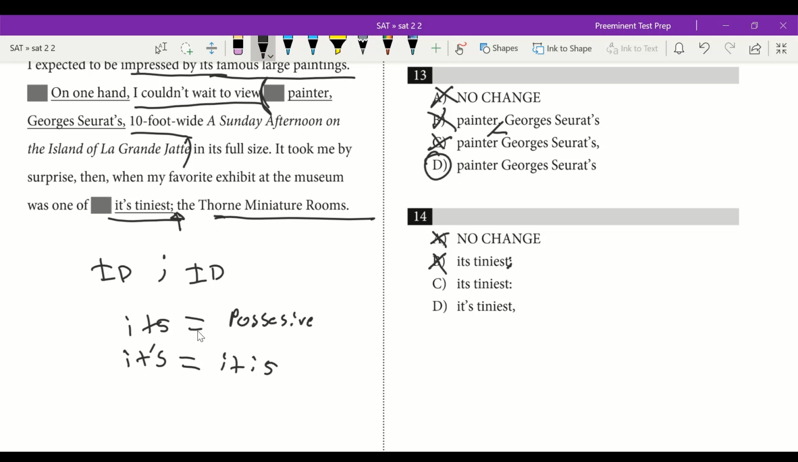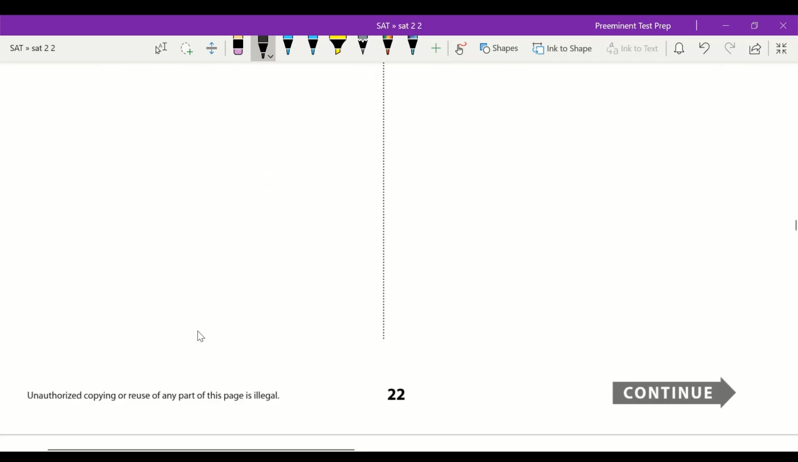So we know that our its can't have an apostrophe, so that would get rid of A and D. Now we are left with C, and C works, and here's why. First off, it has the right its, right? Second of all, it doesn't have our semicolon because we would need an independent clause. It uses a colon to introduce our important idea, Thorne miniature rooms. So C will be our answer there.